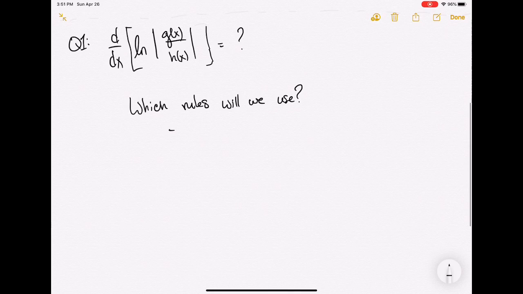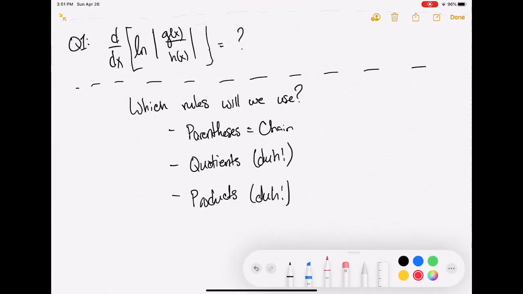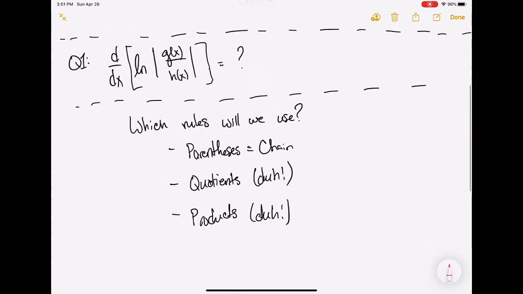So as before, if I see any parentheses, equals chain rule. Quotients, of course, are quotients. Duh. And products are products. Duh. Okay, so what do we have here? Do we have parentheses?